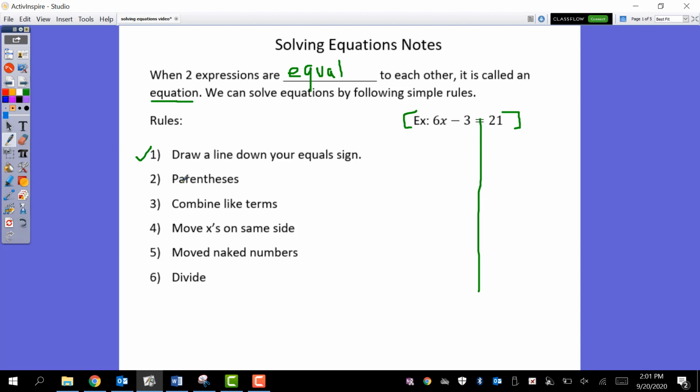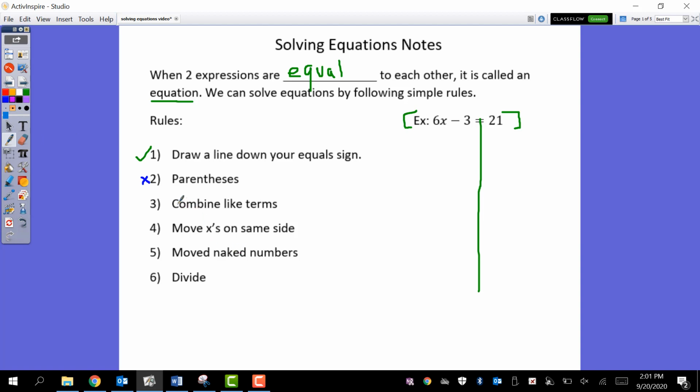Next thing, I'm checking, are there any parentheses? Like on Tuesday when we did distributing, there would be parentheses in here somewhere. I'm looking right now, I don't see any parentheses, so we can go ahead and skip this step. It's not there.